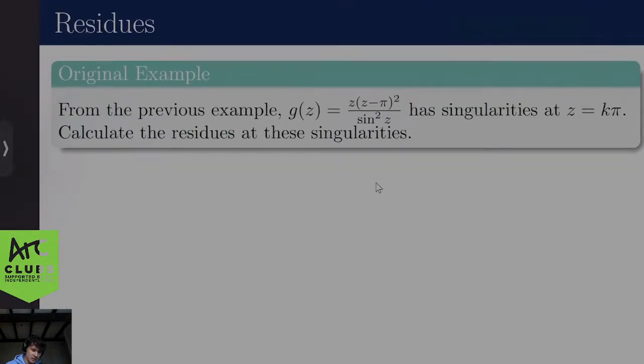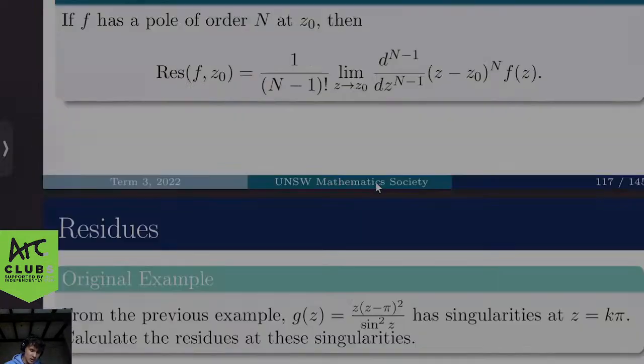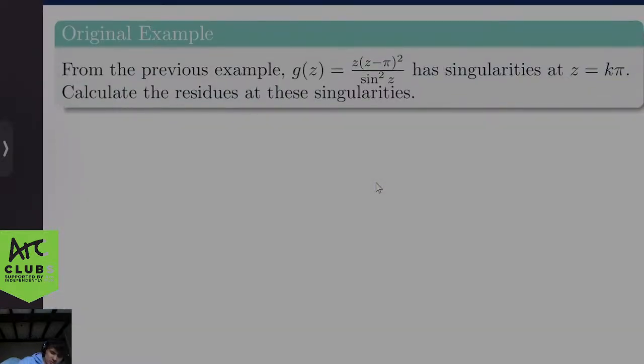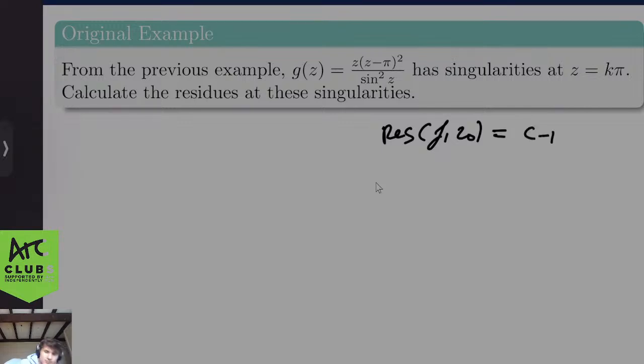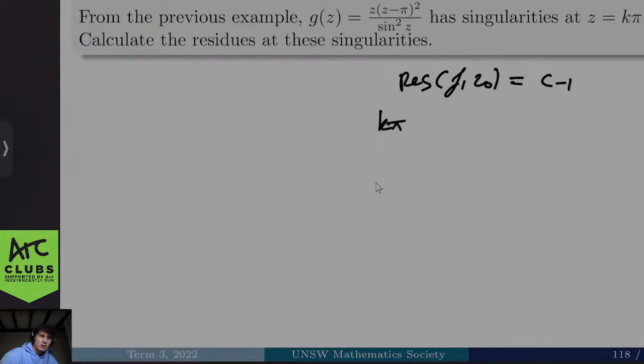Let's look at an example now. From the previous example, g(z) = z(z - pi)^2 / sin^2(z) has singularities at z = k pi. Calculate the residues at these singularities. What we need to do is calculate residues, and remember, residues were our c_{-1} term. We know our singularities are at k pi, so we're looking at all of the residues at k pi.